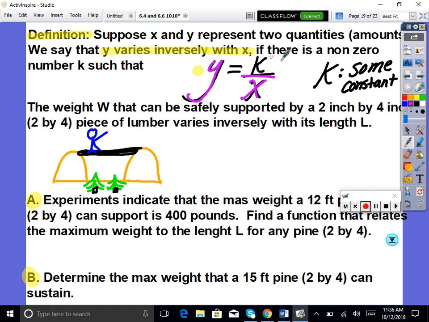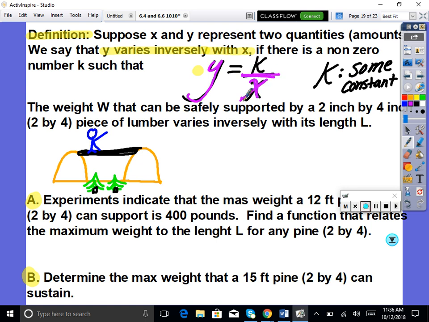Now K is just some constant that we always solve for in a second. We're going to be given enough information with these problems to always solve for K first. So K is always going to be on top. You'll just remember that. So, this is just how it reads. Y varies inversely, that means divide with X.